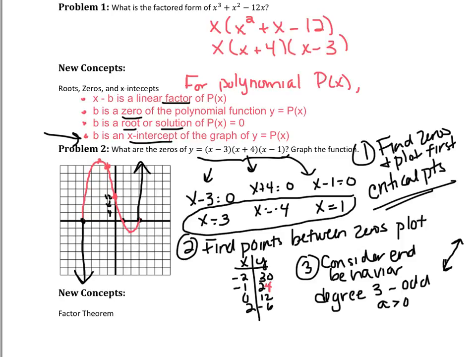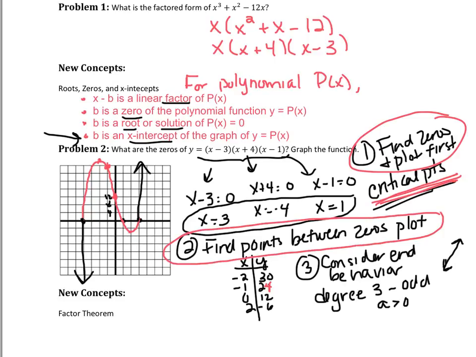Okay, so as a quick review, we found our zeros, we plotted those. Those are critical points. You need to plot your zeros. After that, you need to find points between your zeros so that we know what's happening between. And then lastly, consider what is happening with your end behavior. Are you going up, up, down, down, up, down, down, up?